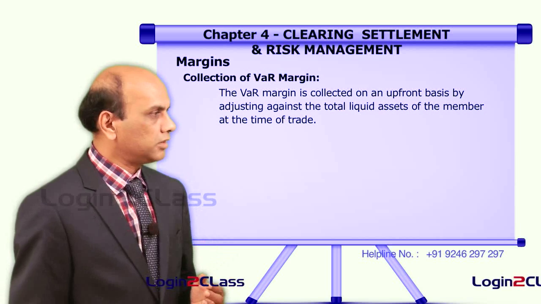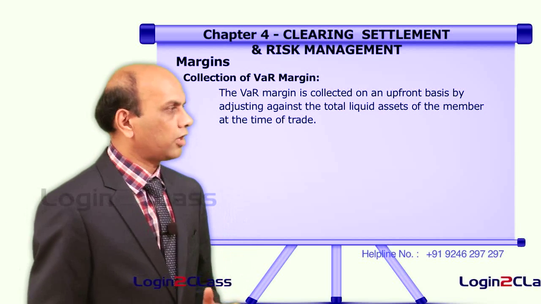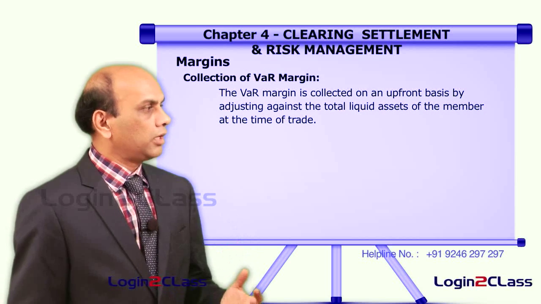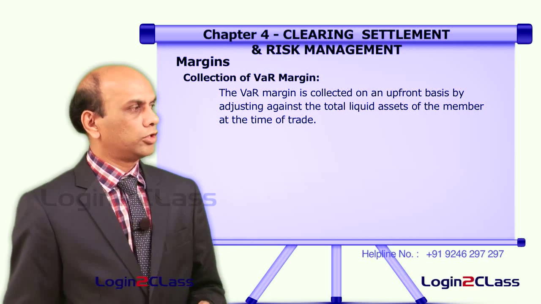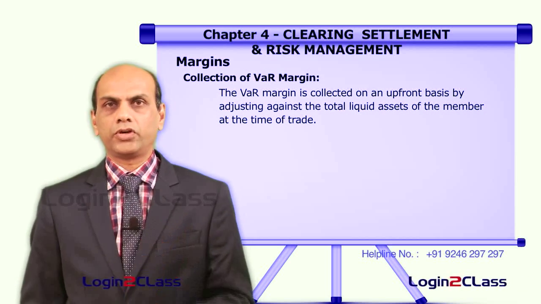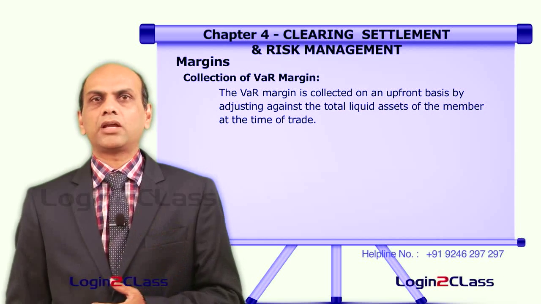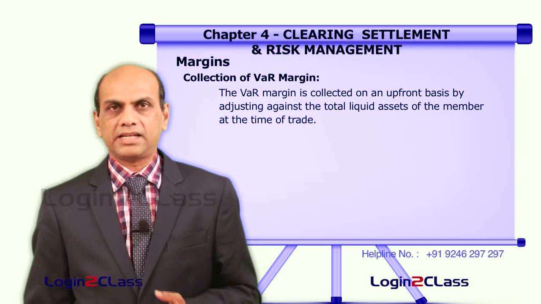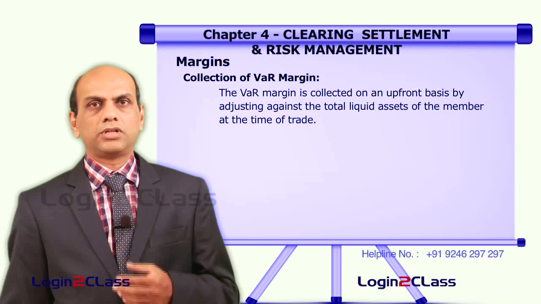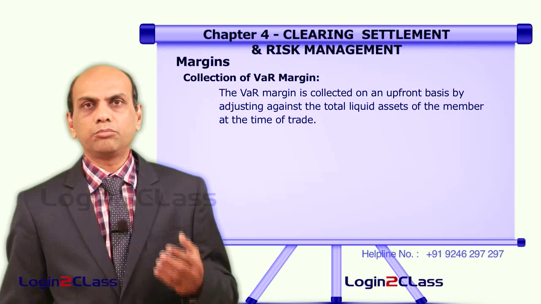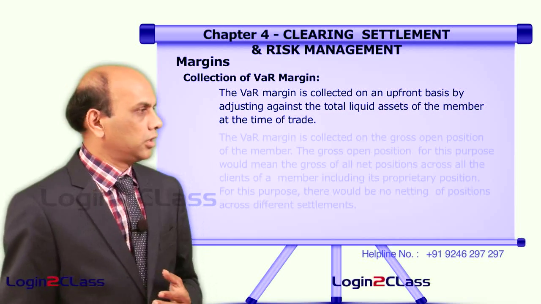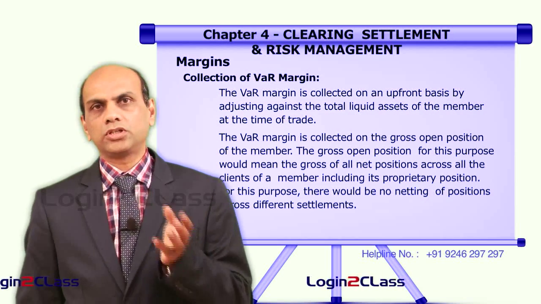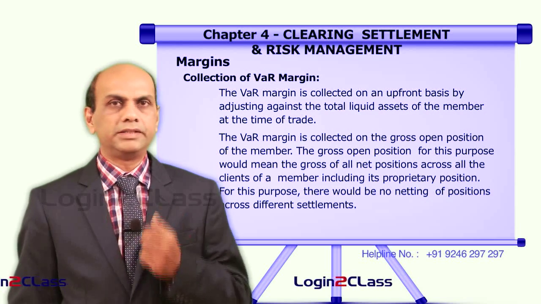The VAR margin is collected on an upfront basis by adjusting against the total liquid assets of that particular member at the time of trade. So, once this VAR margin is calculated, that amount is collected from the liquid assets or liquid amounts that are present in the trading member's account. The VAR margin is collected on the gross open position of the member, as we have already dealt.